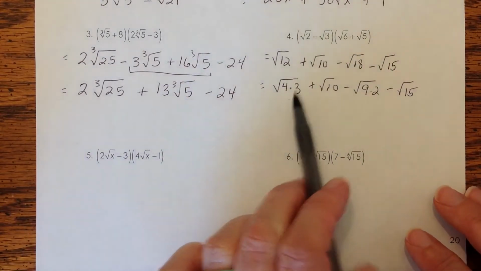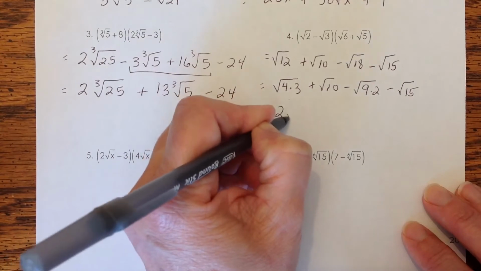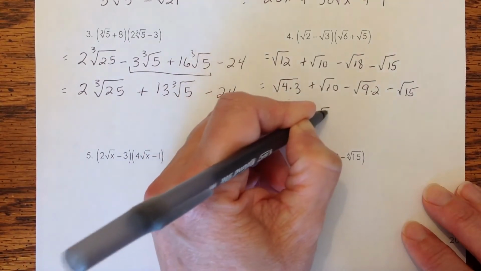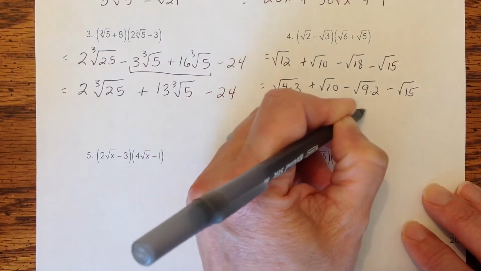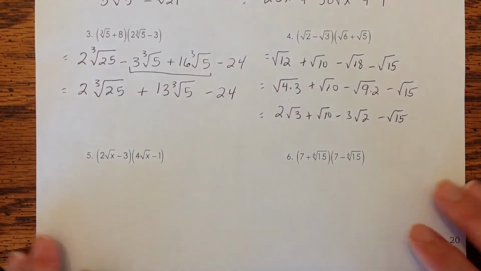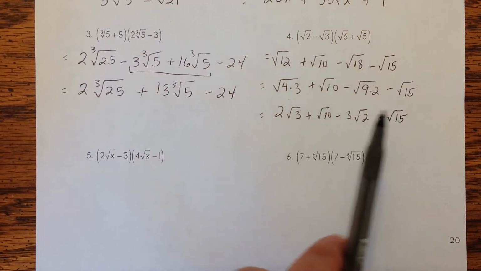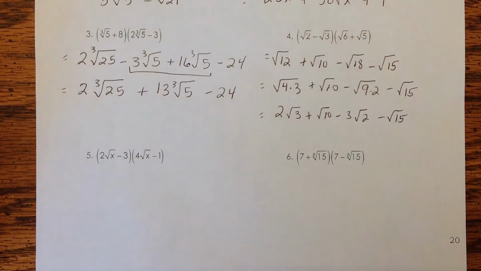So 2 of these radicals need to be simplified. This first one becomes 2 square roots of 3 plus the square root of 10 minus 3 square roots of 2 minus the square root of 15. Now if we look across, none of these radical expressions are identical, so we have no like terms, so we are finished with our work.